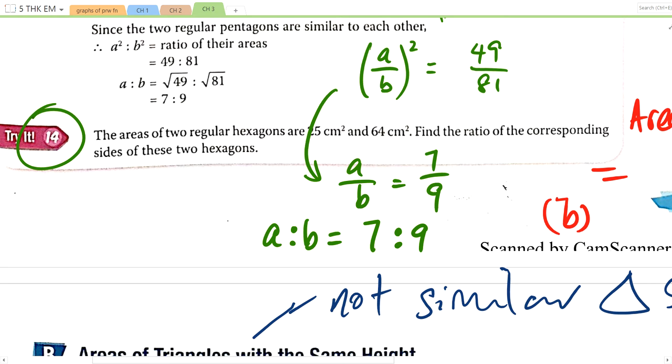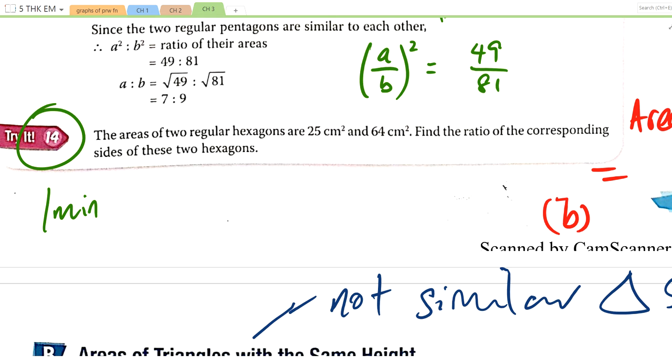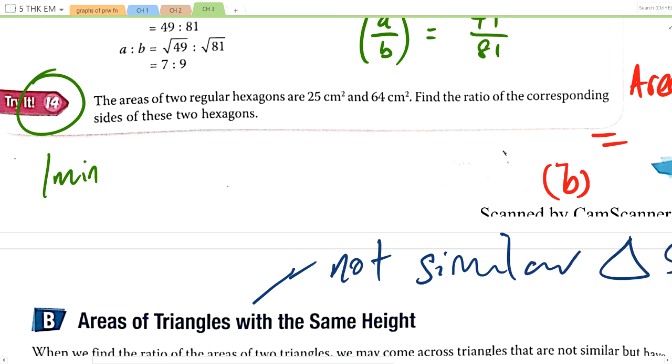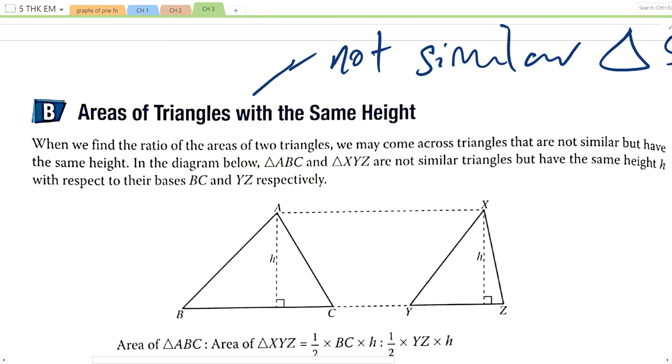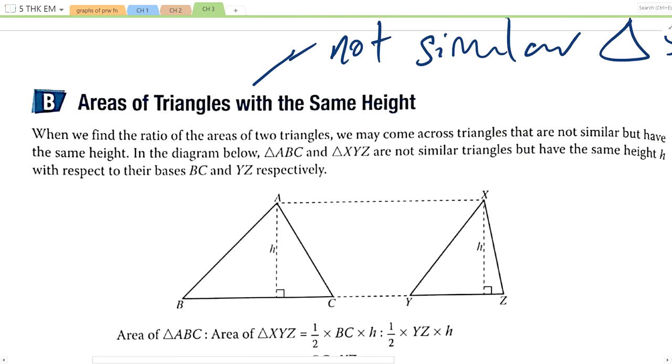14. I think 1 minute is enough. Okay, challenge yourself, see whether you can finish it in 1 minute. I'm sure you can do it. 5 to 8. I just need to square root both of them. 5 to 8. Okay? Now let us go on to the next part.